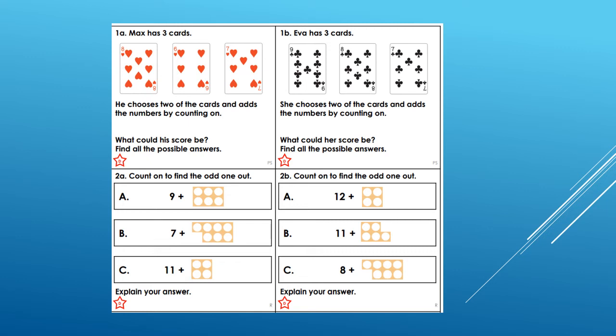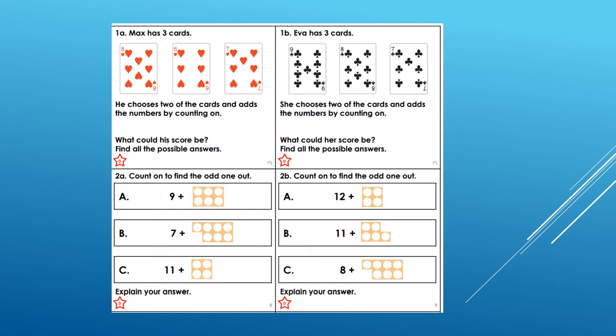Let's see what two other answers you could have got. If we'd added 8 and 6, we would have put 8 in our head and counted on 6: 9, 10, 11, 12, 13, 14. We could have got 14. If we added 6 and 7, we would have put 7 in our head and added on 6. So 7 in our head, 8, 9, 10, 11, 12, 13.